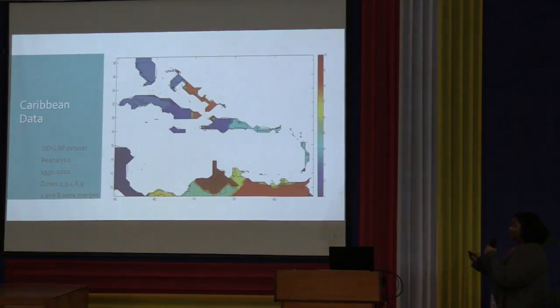I think I have about 5 minutes, so we're going to speed this up. This is the Caribbean data set that we got from Declim. It's a 1952,000 data set, and we clustered it like we did the stations. These two zones here, zone 2 and zone 8, we merged because they were basically the same thing. This is zone 3, this is zone 4, and this is zone 9. Trinidad and Tobago is in zone 9, and I want you to notice that because that's what we're going to be looking at, zone 9.